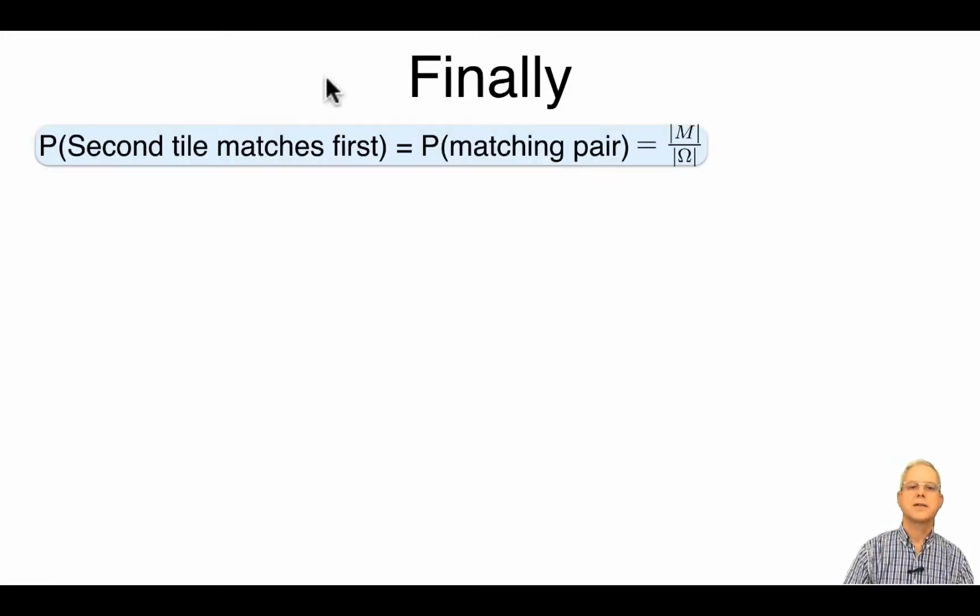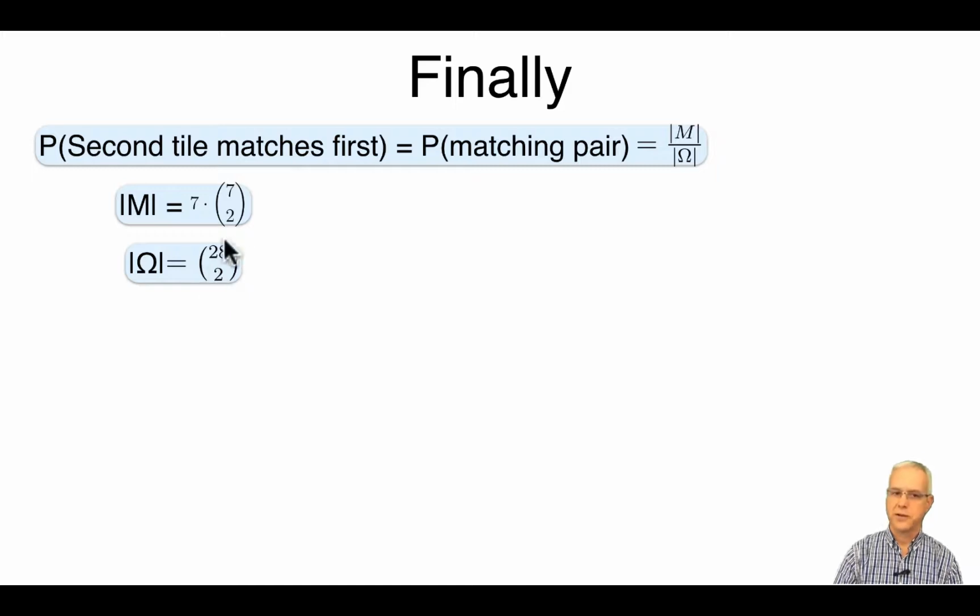The probability that the second tile matches the first is the probability that the first 2 are a matching pair. Because all pairs have the same probability, it's just the number of matching pairs divided by the number of total pairs. We just saw that the number of matching pairs is 7 times 7 choose 2. And beforehand we said the total number of pairs is 28 choose 2, because we have 28 dominoes and we just need to choose 2. So the probability is this ratio, 7 times 7 choose 2 divided by 28 choose 2.